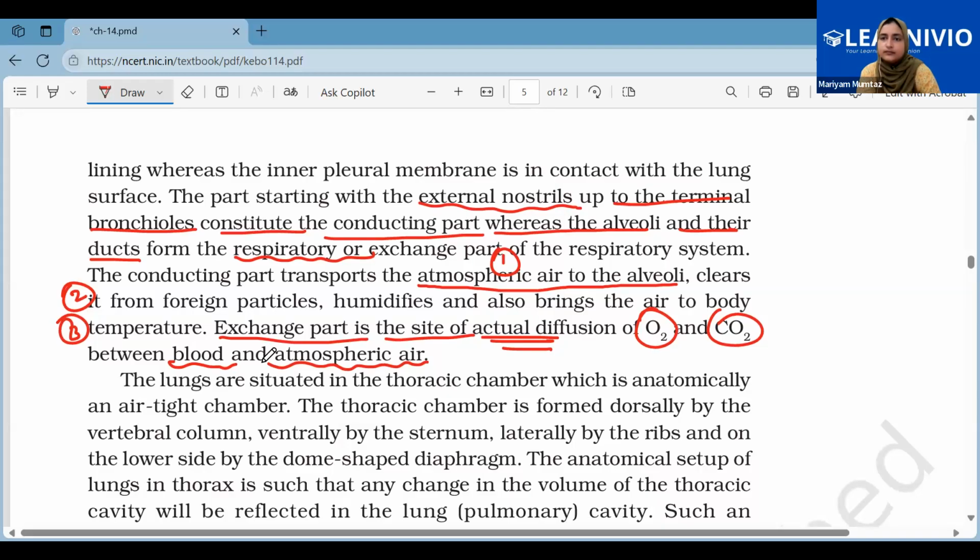Like all the points that you marked. Nostril? No, no, no. Nostril is just here. Oh, sorry, that's the nasal cavity.